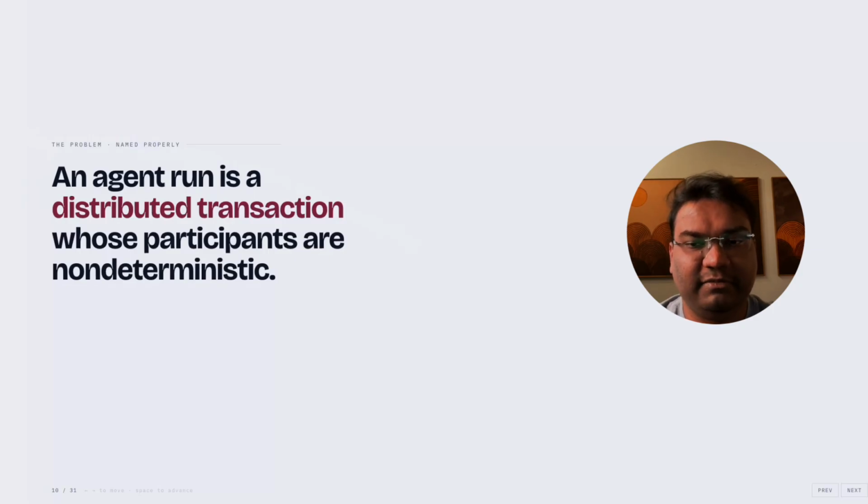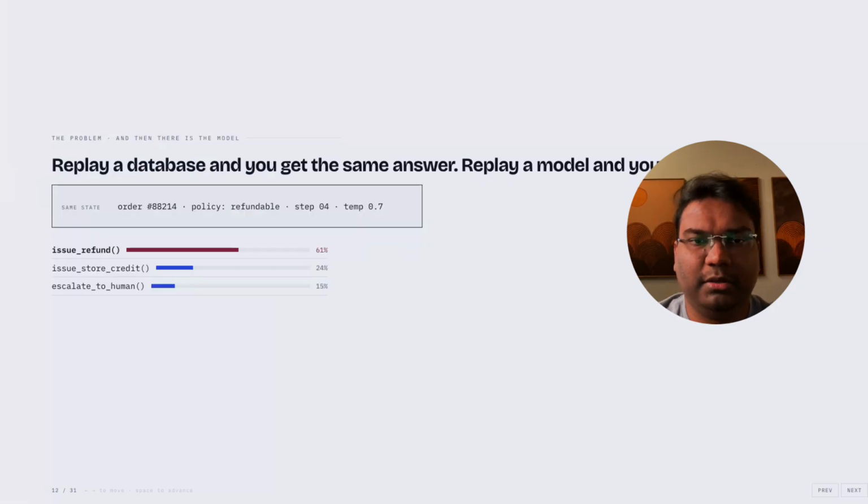But an agent will not do the same thing. The agent is probabilistic. It doesn't directly go into refund because it's given a bunch of tools to handle, and it just calls one of them. So it can either pick store credit, or escalate to a human, or issue a refund. There is a 61% probability that it picks issue refund. The next time you run it, it might not pick the same thing because it's probabilistic. That is why it is non-deterministic.